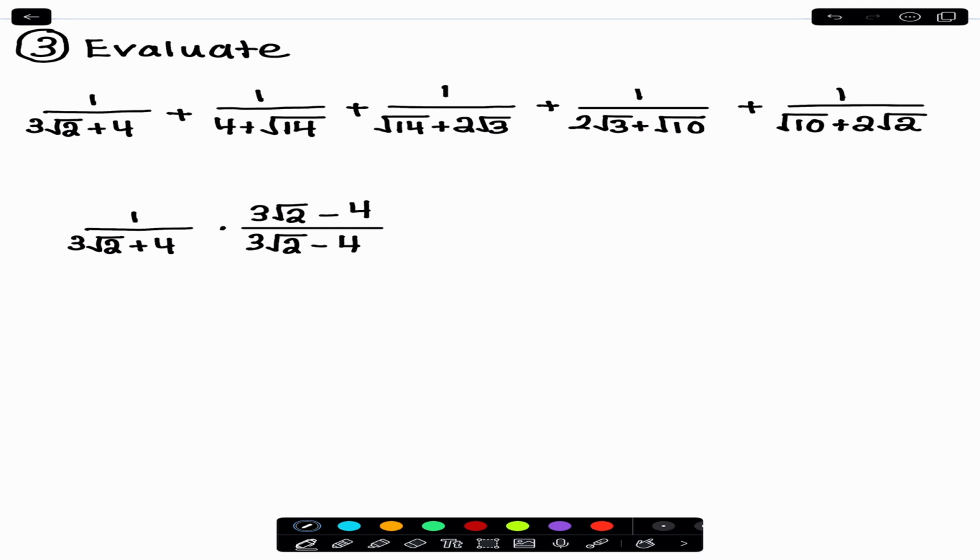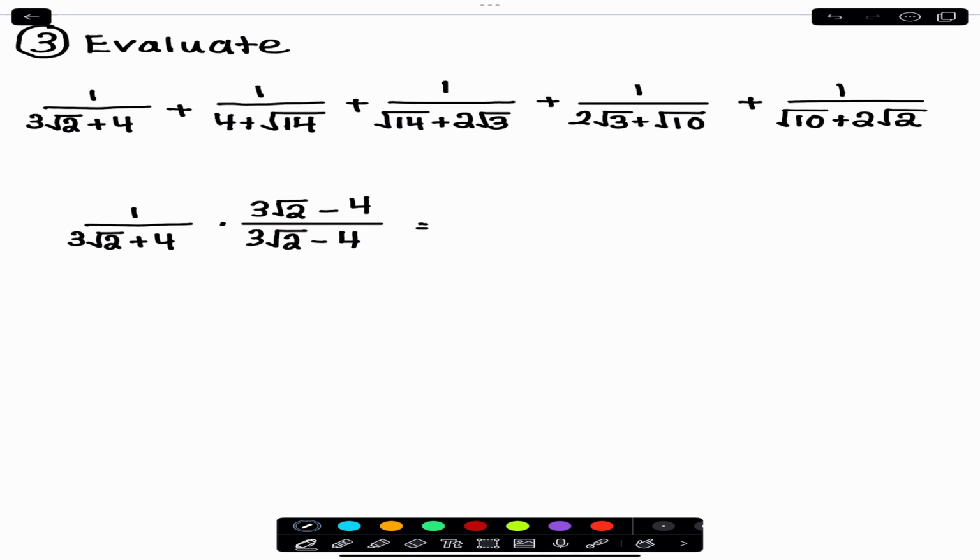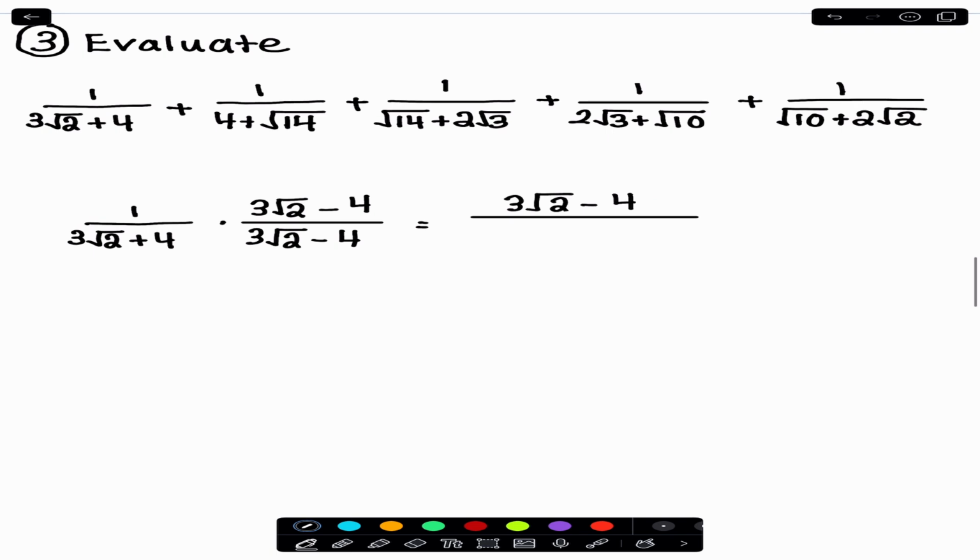Just change that plus to a minus. And then you're going to multiply these two fractions as you normally would for two fractions. So top numbers get multiplied together. So 1 times 3 root 2 minus 4. That doesn't change. That's still 3 root 2 minus 4. And then over here, we have 3 root 2 plus 4 times 3 root 2 minus 4.